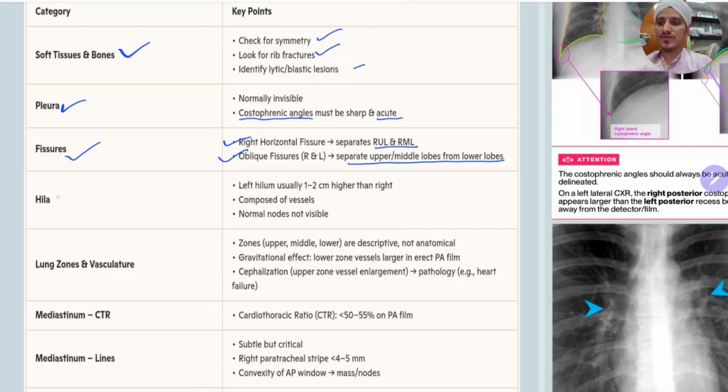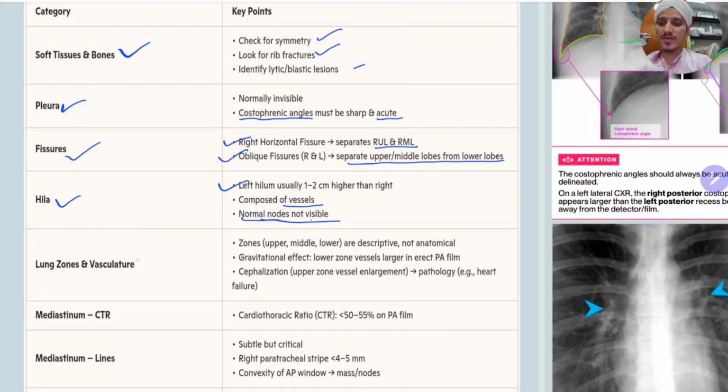Then you will see the hila. The left hilum is usually 1 to 2 centimeters higher than the right. And what are the components of the hila? Vessels and normal nodes, which are not visible. Normal nodes are not visible, but if there is any lymphadenopathy, like mediastinal lymphadenitis, then we may be able to see those large lymph nodes as fullness of the hila.